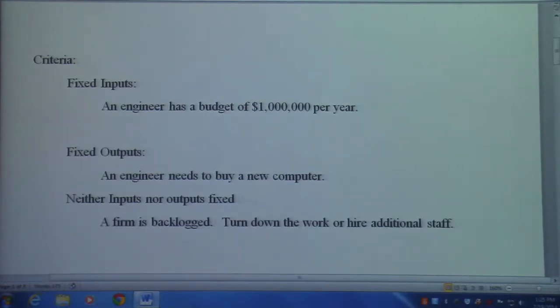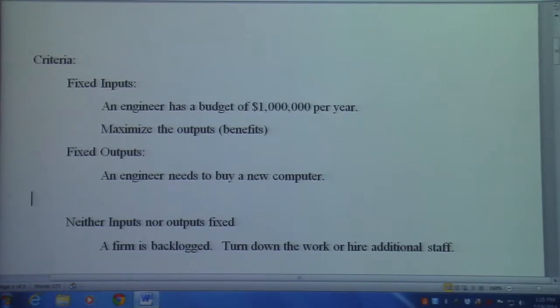in terms of what we're trying to achieve. As I've already stated, in the case where we have fixed inputs, we're trying to maximize the outputs, that is, the benefits for the scenario that we're working on, or for the alternative that we're looking at. The goal is to maximize the outputs. If we have a situation where we have fixed outputs, the goal is to minimize the inputs.